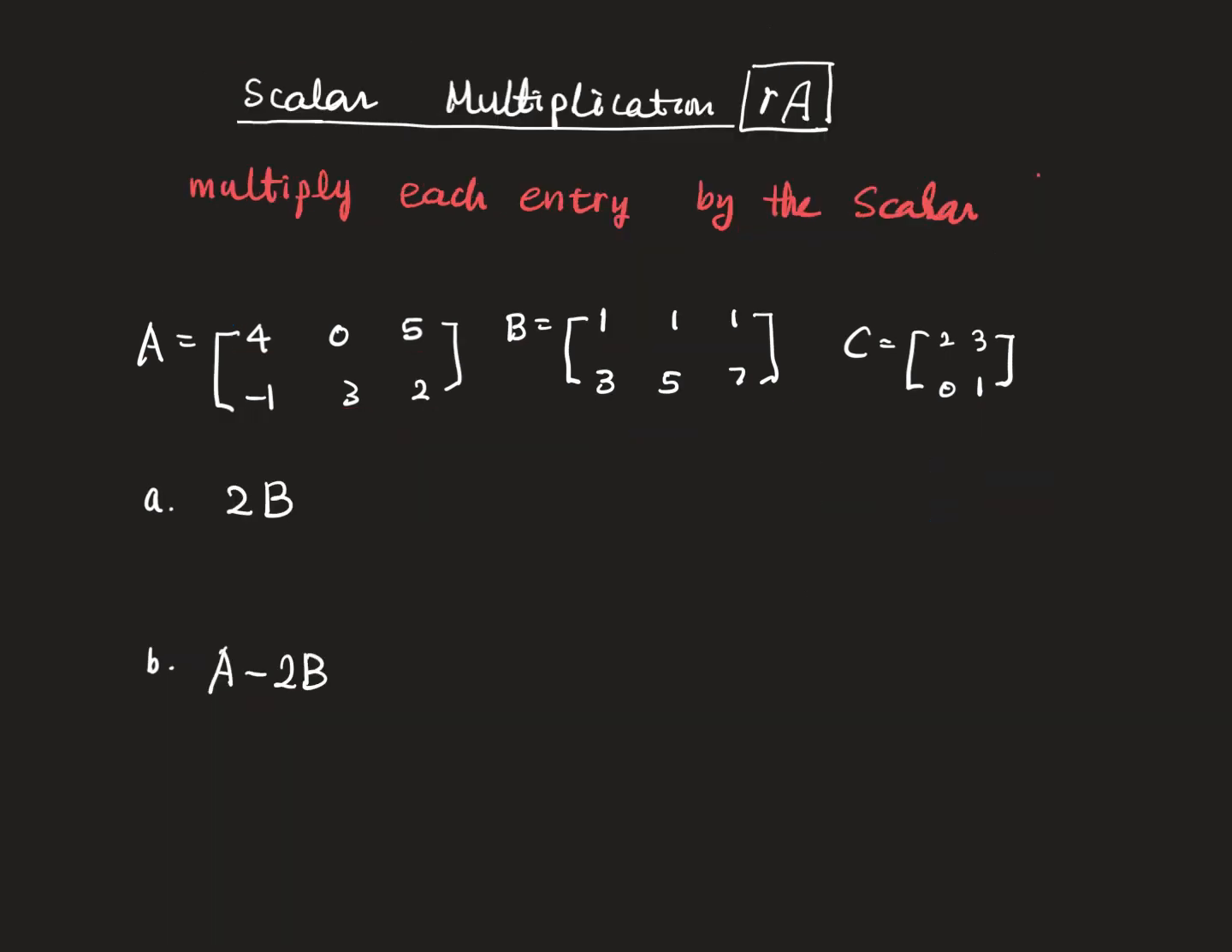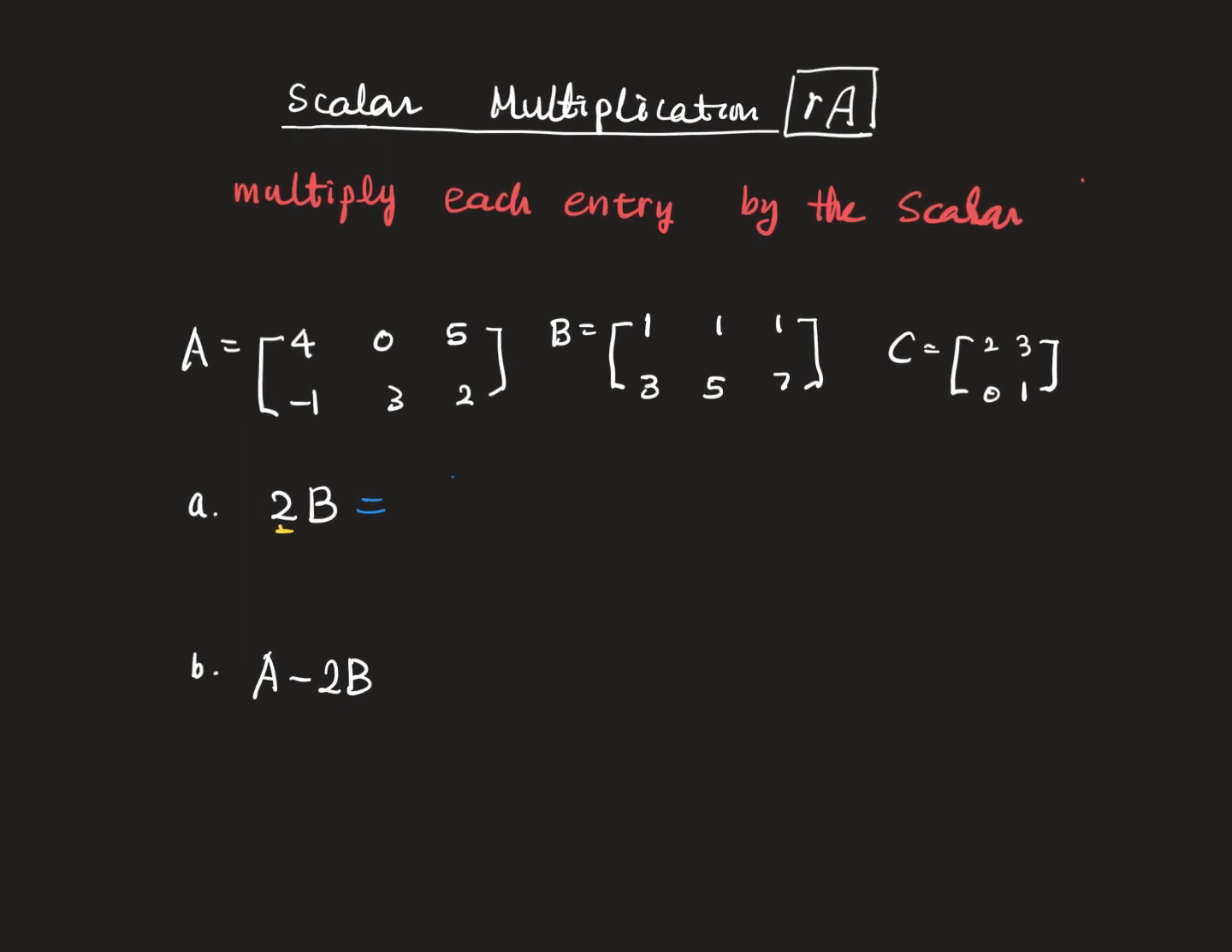Next one is scalar multiplication. Scalar means a number, guys, any number. So the size of matrix A doesn't matter when you do scalar multiplication. 2A: how can you do 2A? Here is the B matrix right there, guys. Each entry, you're gonna multiply by 2. 2 times 1, 2 times 1, 2 times 1.